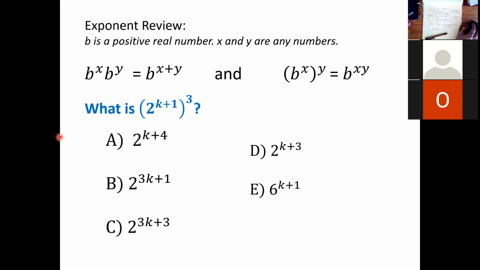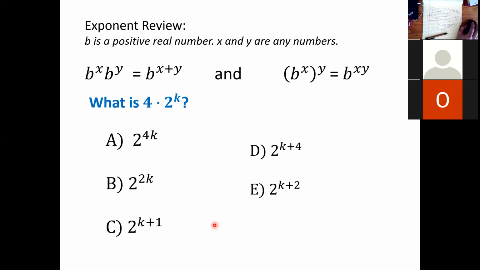Okay, so everybody votes for C, which is correct, right? Because for k plus 1, I use this law. K plus 1 multiplied by 3 is k plus 1 times 3. That's 3k plus 3 ones, which is 3k plus 3. Okay, let's do another one.